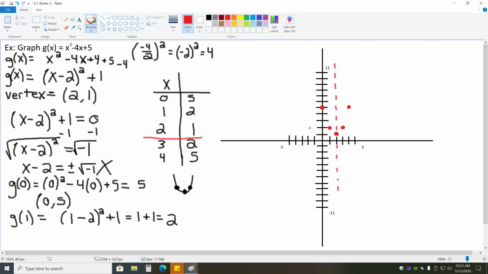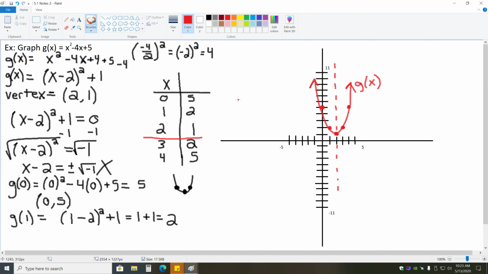If you prefer the table, use that method. If you prefer the graph, use that method. And either way, we connect our dots to get the final graph. We have the parabola that represents our function g of x. This is not an easy method. Don't feel too overwhelmed by it.